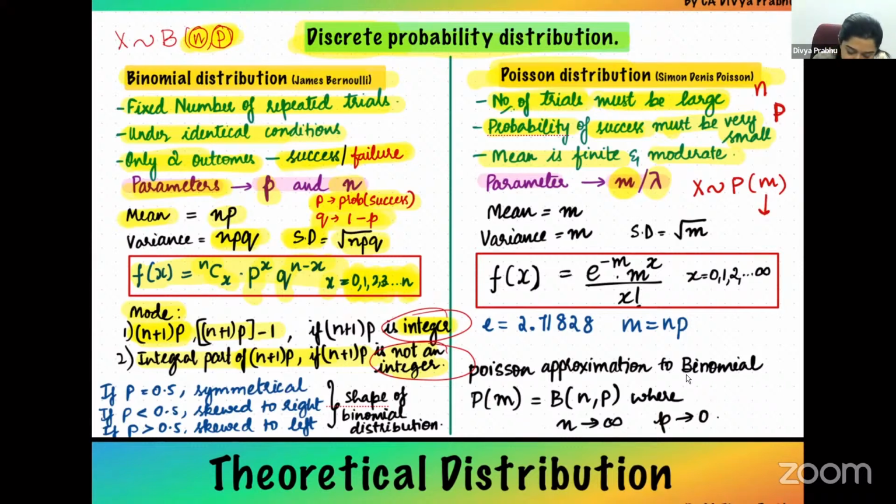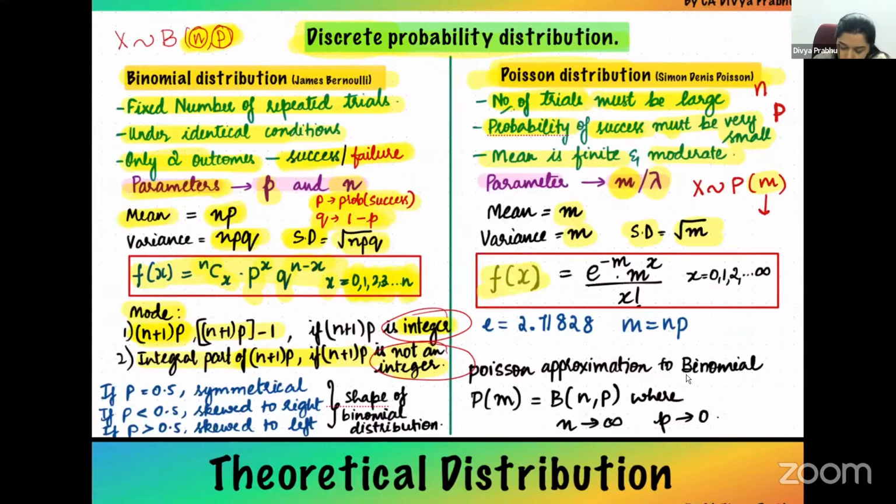Here in the binomial we had n as well as p, so mean is equal to n into p. Instead of n comma p, we have only m here. That's why mean is equal to just m. Variance is also equal to m, whereas standard deviation is equal to root m. This is what you have to remember.